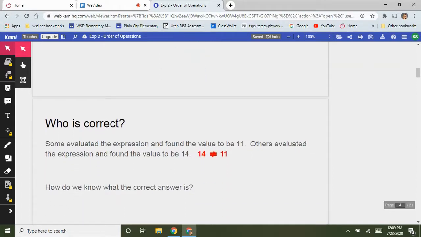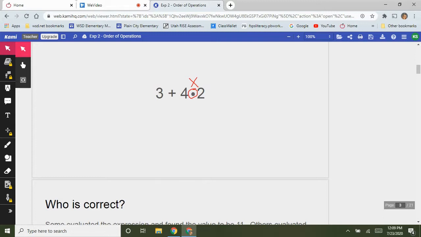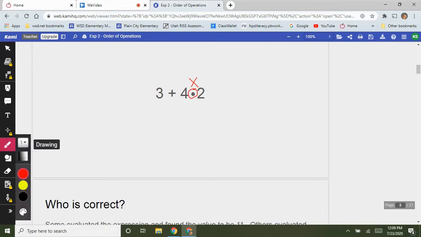Some people, when they evaluated this expression, got 11 as their answer, and some others got 14. So let's look at that. How could that be? If we go 3 plus 4 is 7, times 2 is 14. We could do it that way. Or what if we go 4 times 2 is 8, plus 3 is 11. So we have 11 and 14. How do we know who is correct?